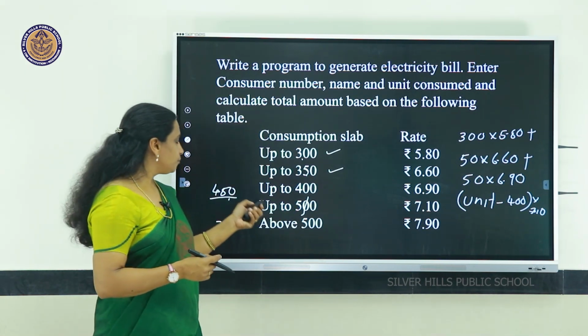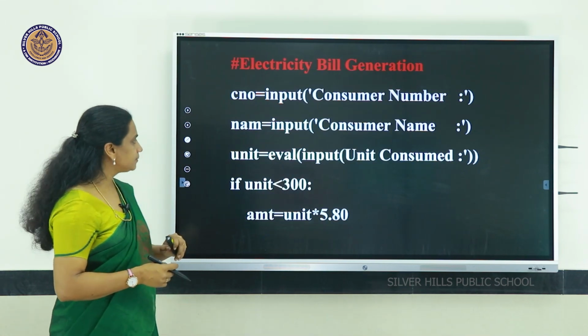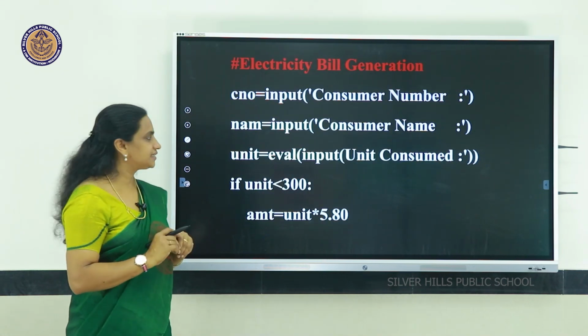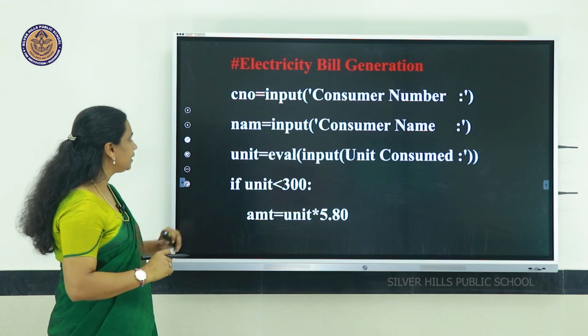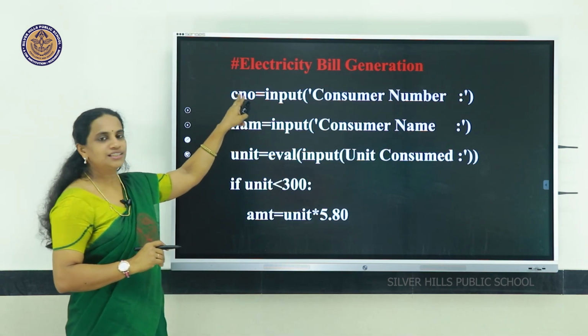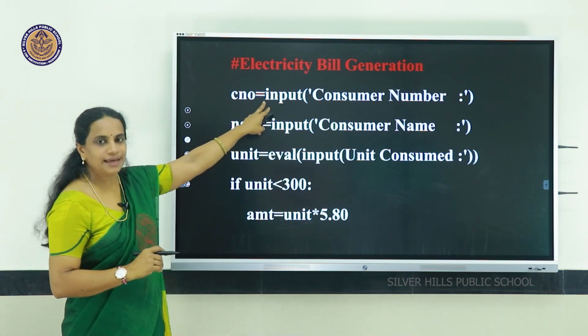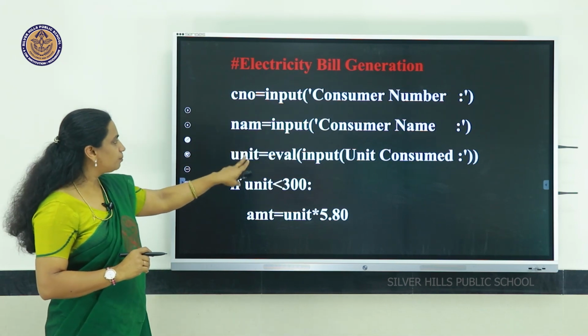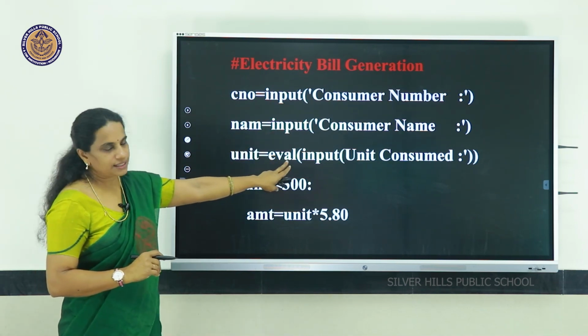Okay. Now we will move on to the program part. Suppose you want to generate an electricity bill. Suppose the question is like that. First of all, you have to input the consumer number. Every consumer has a number. Then the name of the consumer. Then the unit consumed by the consumer.